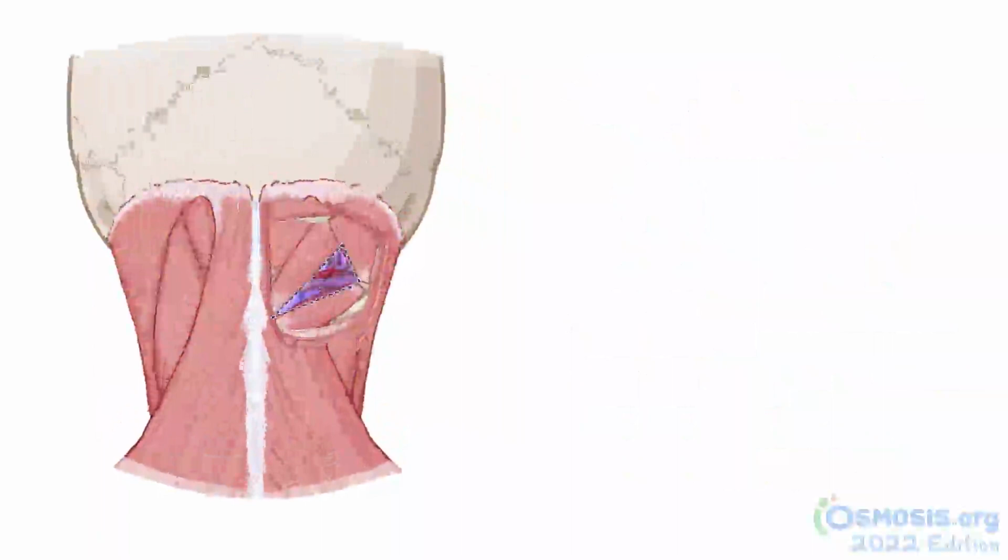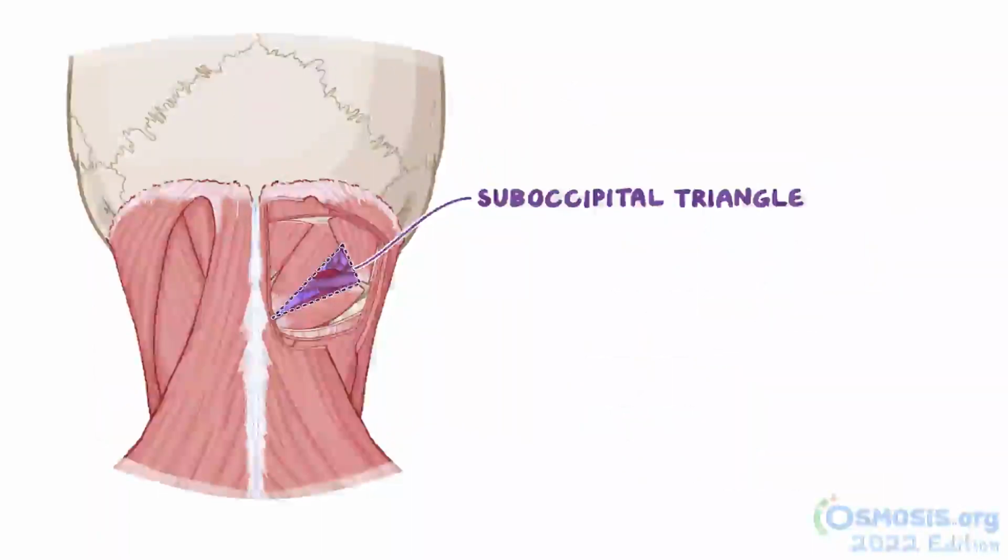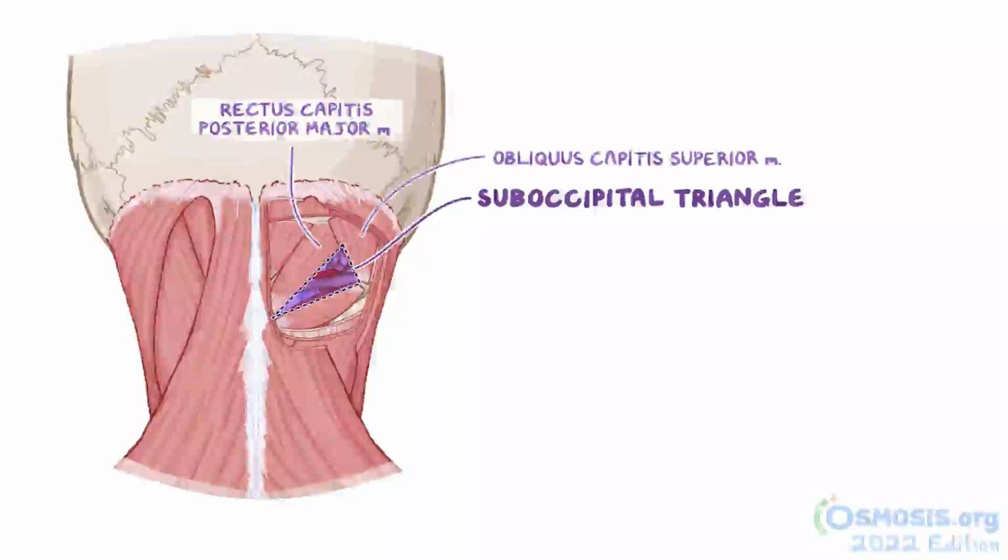This region has 4 small paired muscles, of which 3 of them form the boundaries of an area known as the suboccipital triangle. Superomedially, the suboccipital triangle is bounded by the rectus capitis posterior major muscle, superolaterally by the obliquus capitis superior muscle, and inferolaterally by the obliquus capitis inferior muscle.